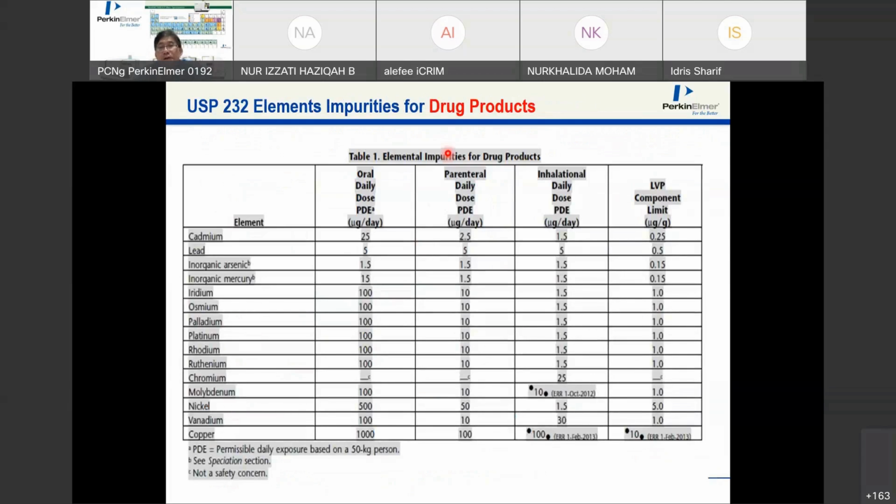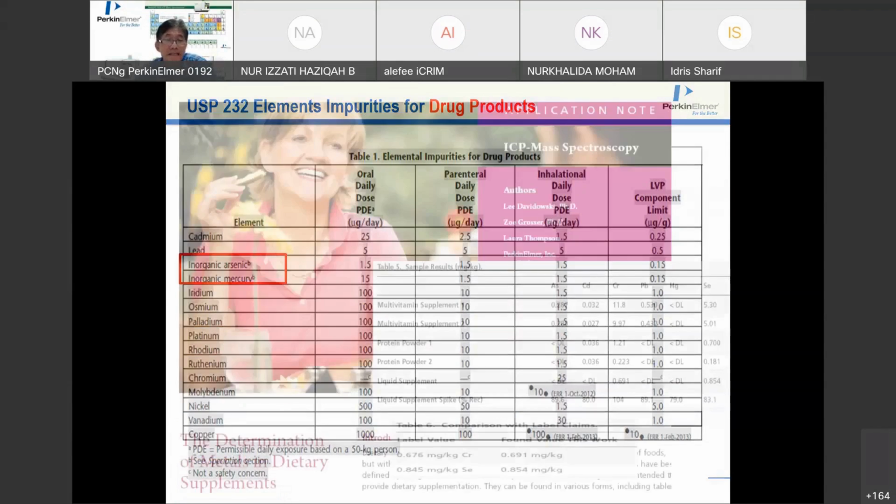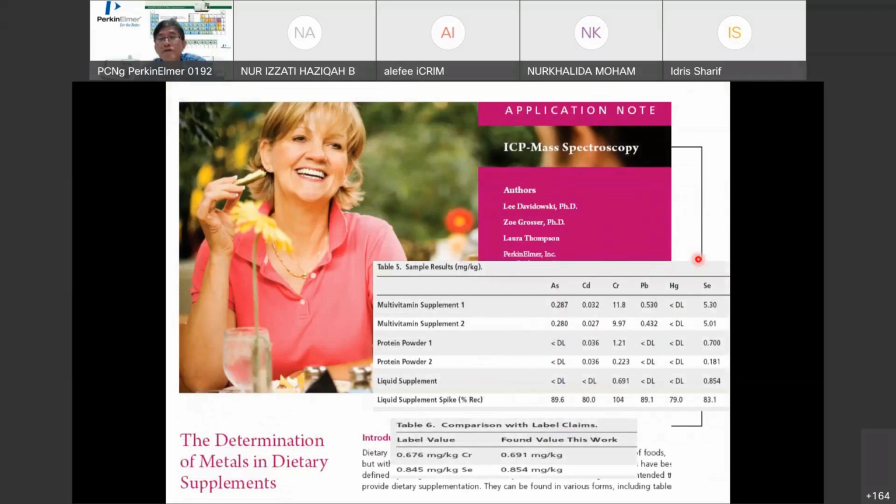This is US EPA for drug product, listing the elements and the range. Looking into it, USP lists inorganic arsenic and inorganic mercury. It means arsenic 3, arsenic 5, and methyl mercury to inorganic mercury. So this is the difference. It is supposed to be LC-ICP-MS, but if you do total and pass, you do not need to do speciation. If total fails, you need to do speciation to pass your sample.